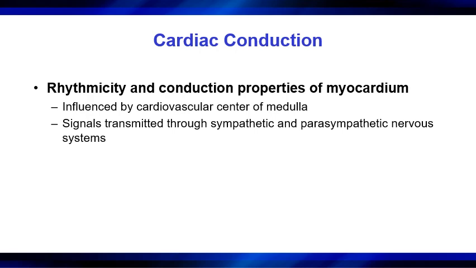It's influenced by the cardiovascular center in the medulla. Okay, so this is in the brain stem. There's input from that. There are signals transmitted through the sympathetic and parasympathetic nervous systems. So for instance, the sympathetic nervous system causes our heart rate to go up. Parasympathetic causes it to go down. Okay, so those are components of the autonomic nervous system that we don't necessarily have direct control over. Our bodies kind of dictate that based on scenarios and the situation.